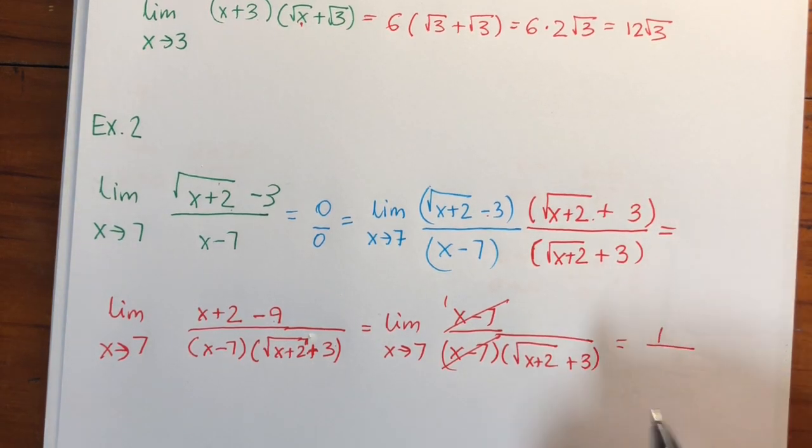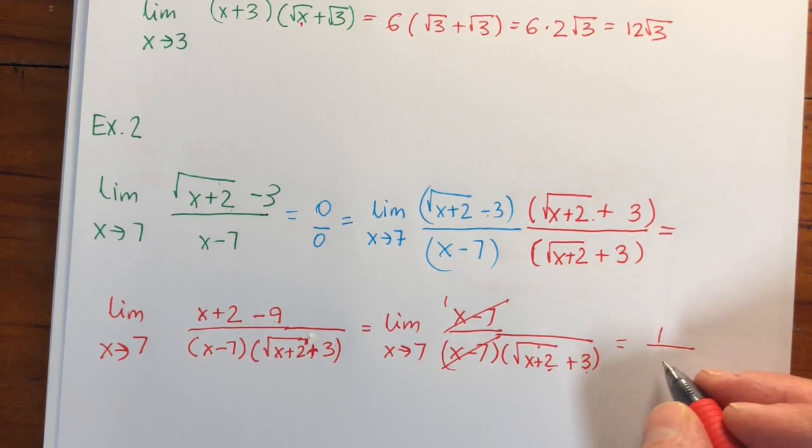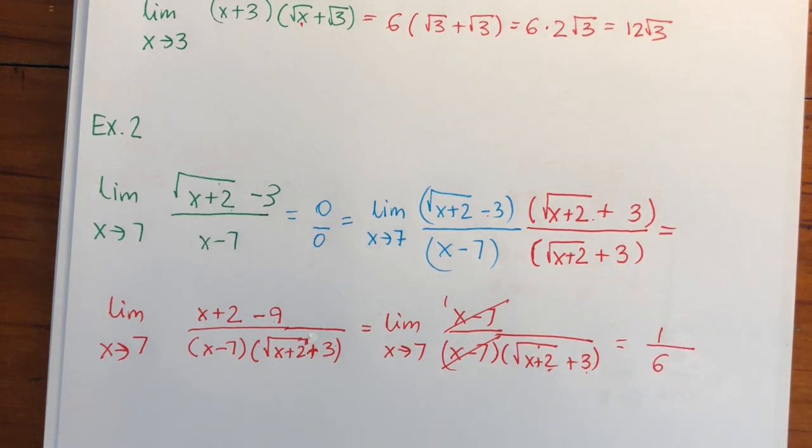So the limit is 1 over 7 plus 2, which is 9. Square root of 9 is 3. 3 plus 3 is 6. So the limit is equivalent to 1/6.